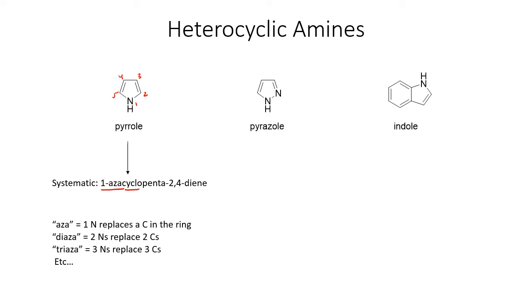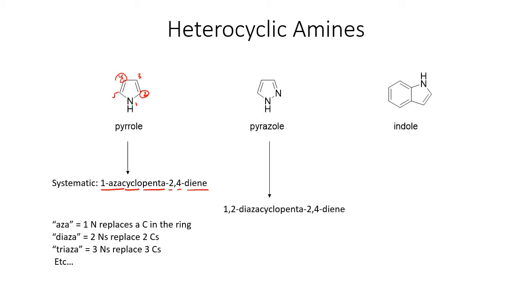The cyclo means it's a cyclic structure. The penta means that there's 5 atoms within the ring. And the 2,4-diene are where the double bonds start. So we have one double bond starting at carbon 2 and the second starting at carbon 4.